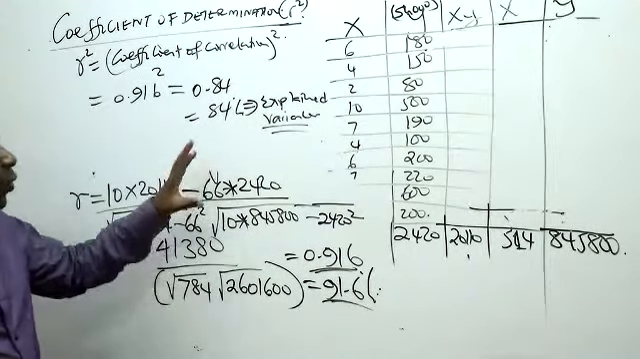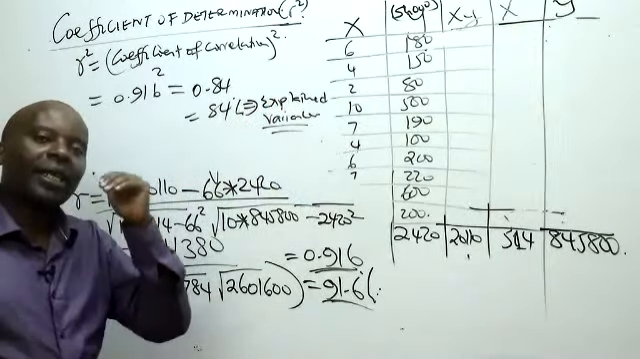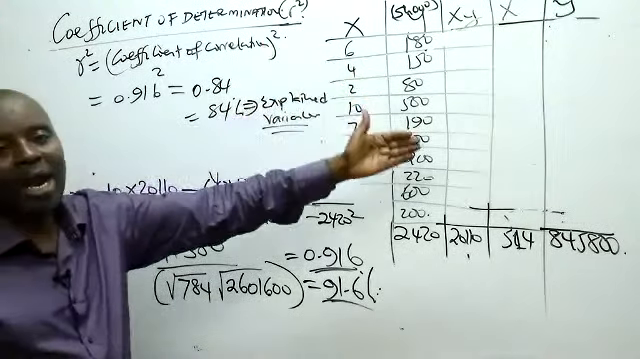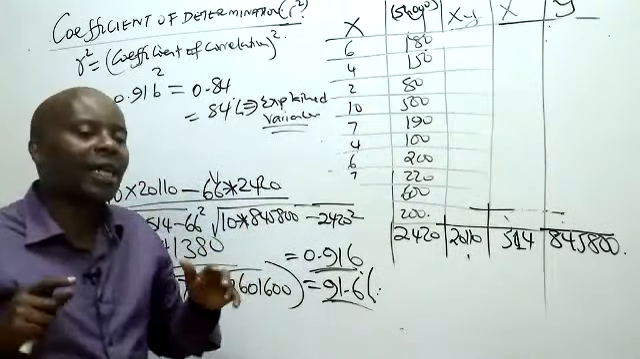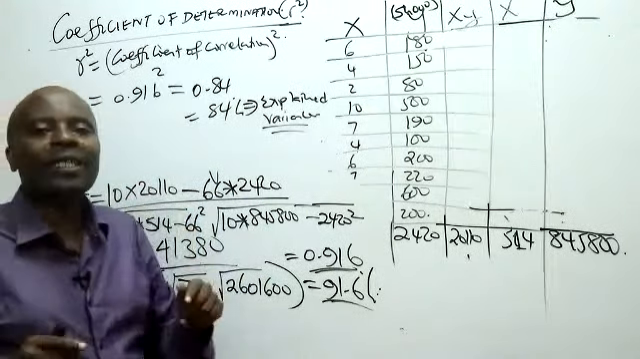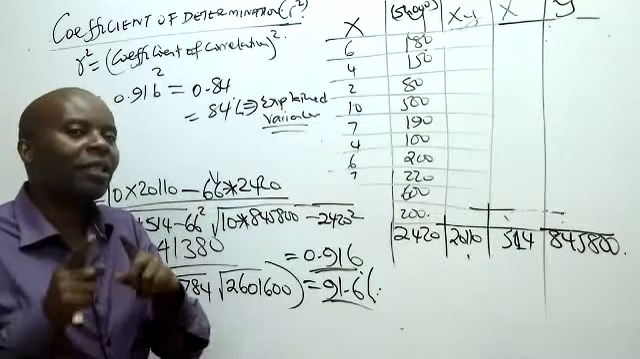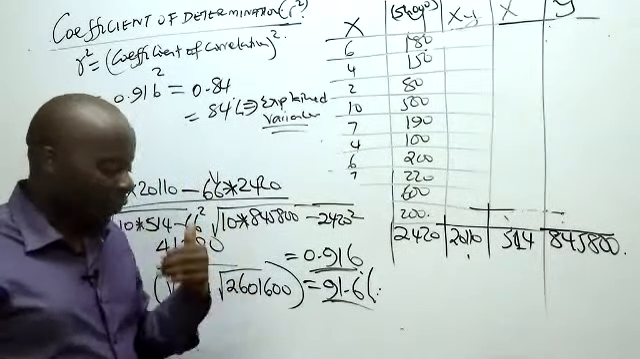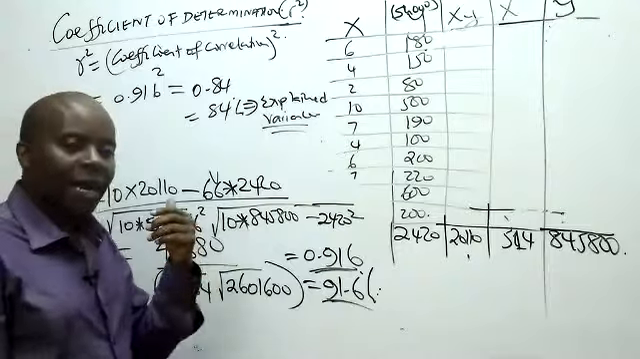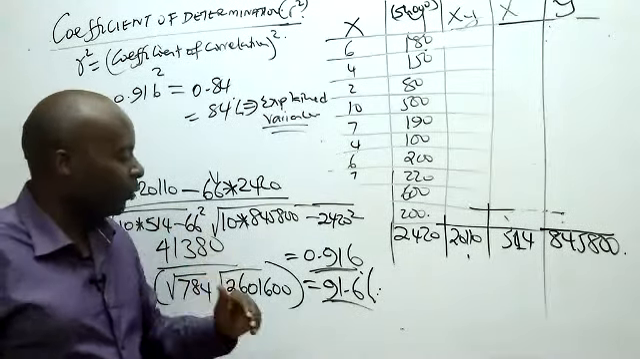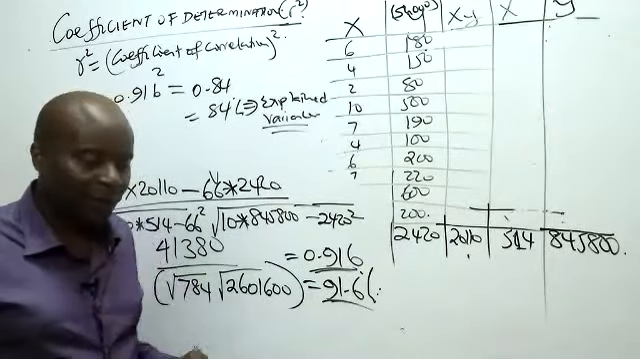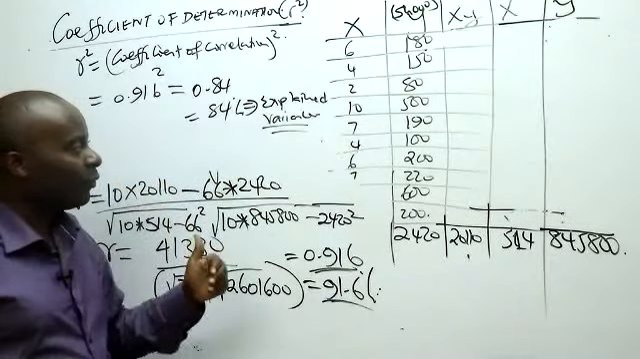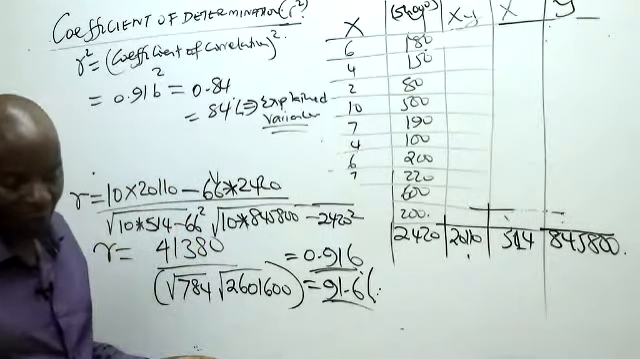Meaning that the equation that we have over here can explain up to 84% of the response variable Y. Now there are other factors other than experience which affect sales. The other factors account for what percentage to make it 100%? 16%. So 84% of the variations of sales are accounted for by X, the experience. Otherwise, we have a whole 16% being accounted for by other factors.